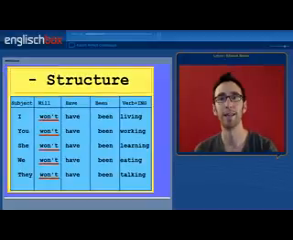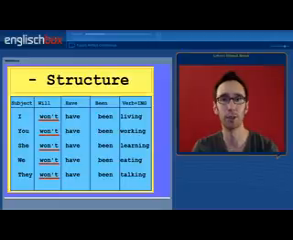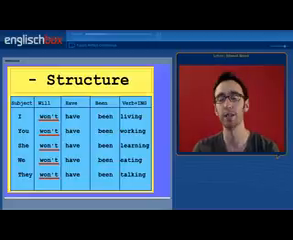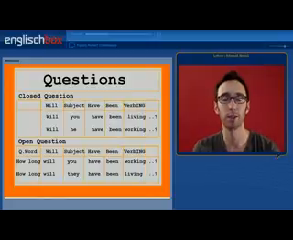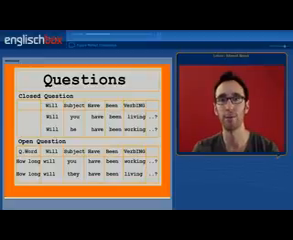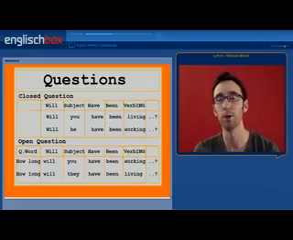In the negative form, we add not to the auxiliary verb will. This becomes won't. For example, I won't have been living. In a question, we simply have to invert the auxiliary verb will and the subject. So in a closed question, you have will first, followed by the subject, followed by have, followed by been, and finally the verb in the gerund form. In an open question, you simply put the question word before the auxiliary verb. For example, how long will you have been working?